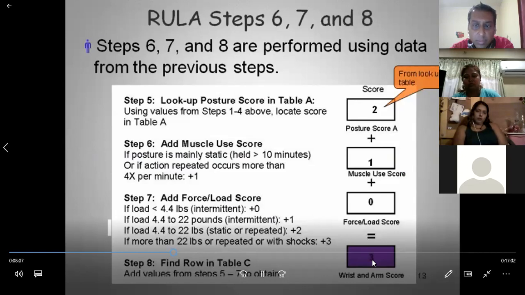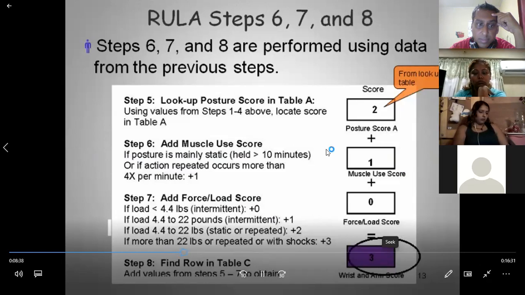Because the postures are definitely held for more than 10 minutes and they are repeated more than 4 times a minute, I added a 1 here to step 6. But the force is really low. So our total upper limb score would be our 2 from the lookup table plus 1, our muscle strength score, which gives us a total score here of 3. And we're going to need this. So if you're following along on your sheet, go to table letter C.